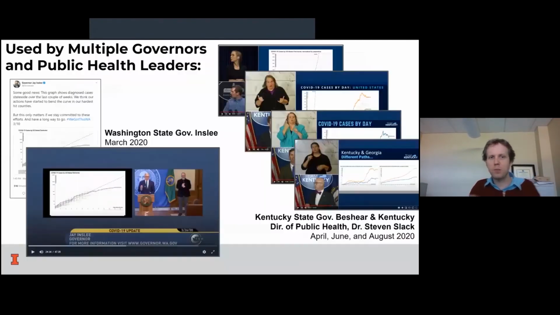It's been used by multiple governors and public health leaders to easily show visualizations of how the spread of COVID-19 affects their counties and states. And it's done in a log scale, a linear scale, and a number of different options. You can check it out by just Google searching 91-DVOC, which is COVID-19 backwards.